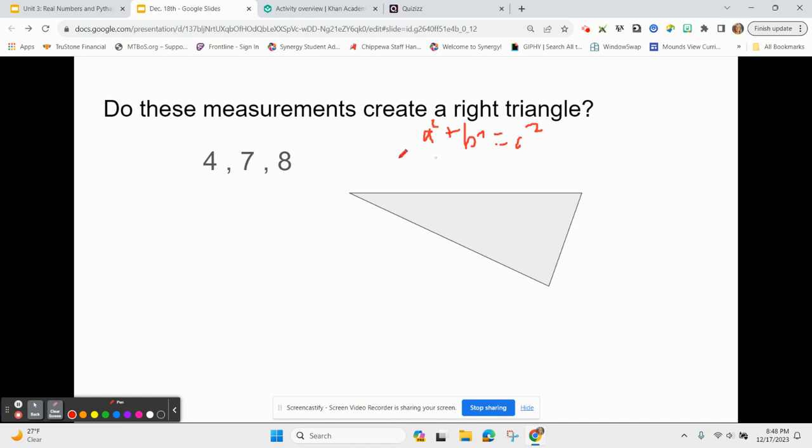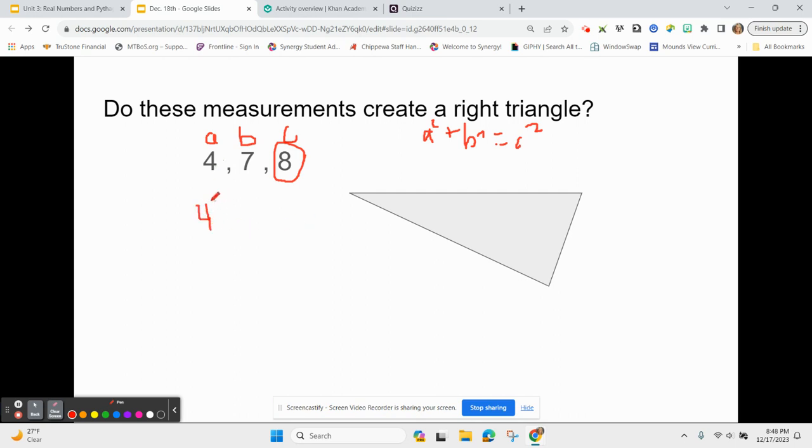Well, this one we're not sure. It says, do these measurements create a right triangle? And we are just given these three measurements. We actually have to test them out. So I always know that the longest side right here is going to be the hypotenuse. And so our two legs, let's just call these a and b. So we're going to use our formula to test to see, hey, does this work? Does it make a right triangle?